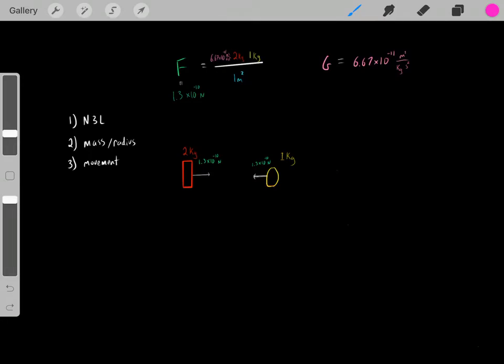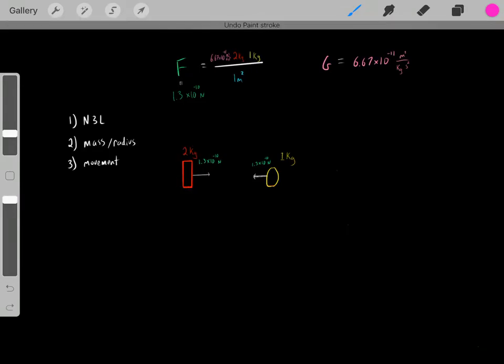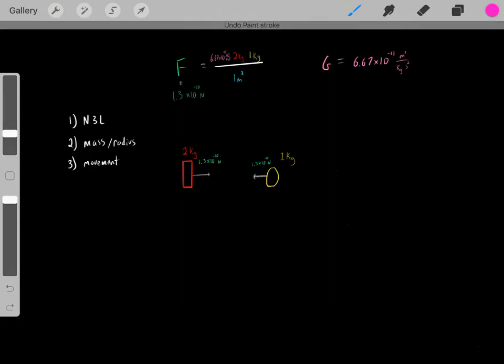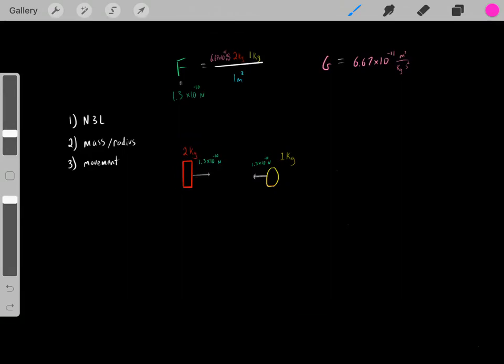And you might wonder, this book is twice the mass. It has a 2 kilogram mass while this lemon is 1 kilogram mass. So therefore, because this has a higher mass, shouldn't it feel a stronger force? Well, no. Again, these are equal and opposite forces.